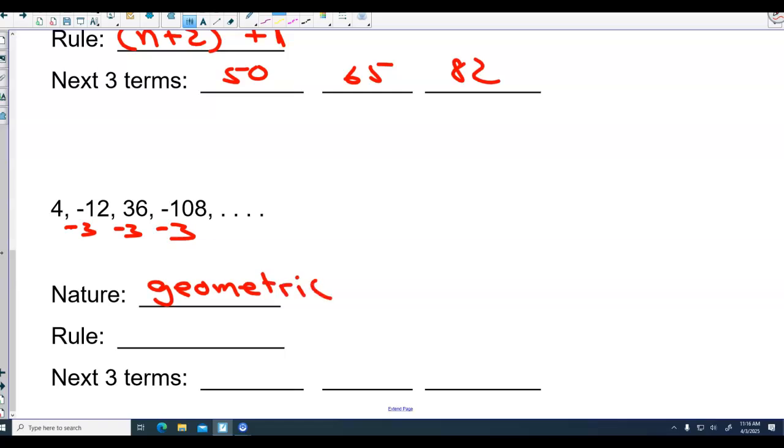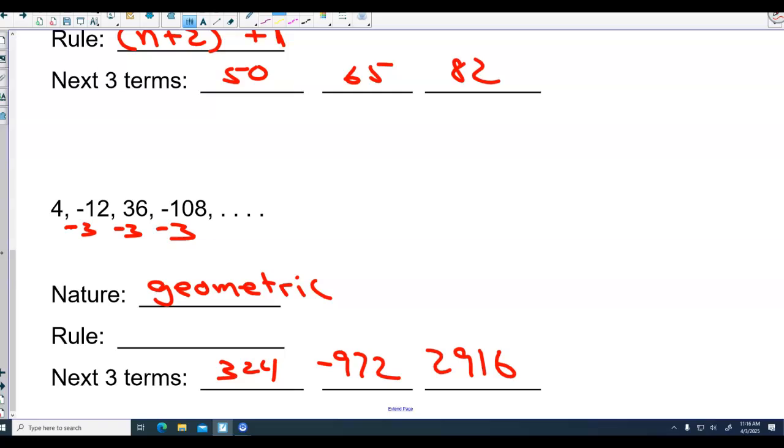We probably need to go to a calculator for the next 3 terms. So I'm going to go 108 times -3, we get -324. Multiply by another -3, we get 972. Multiply by another -3, we get -2,916. Those are your next 3 terms.